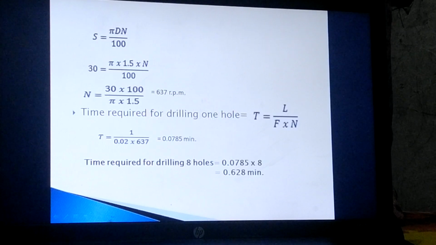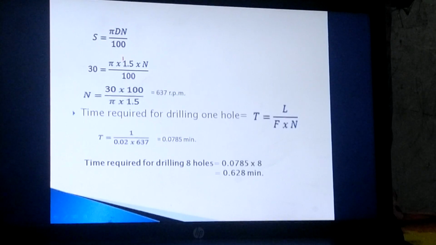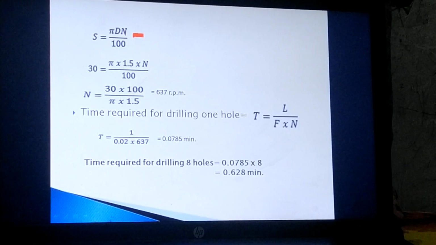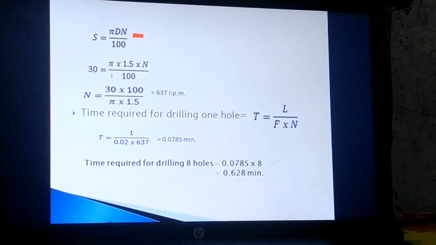So we will again use the cutting speed formula, S is equal to pi D N by 100. Now S is 30, pi, diameter D is 1.5, N we have to calculate, divided by 100. So by making the calculation and simplifying the equation, we will calculate N as 637 rpm.